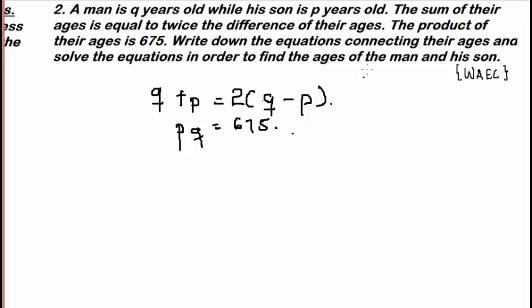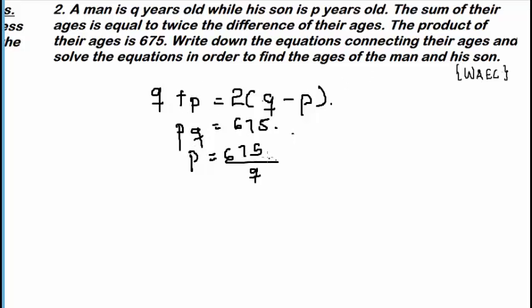Now, write down the equations connecting their ages. We've already done that. Let's simplify these equations down. From this, I can also say that P is equal to 675 over Q. Okay? We're asked to find the ages of the man and his son. That's find P and Q.